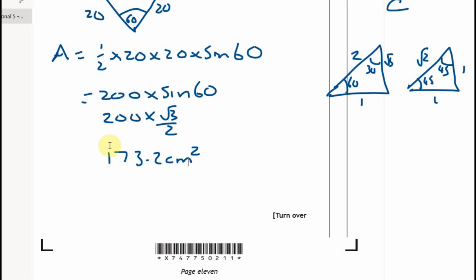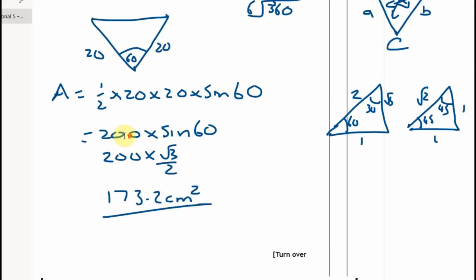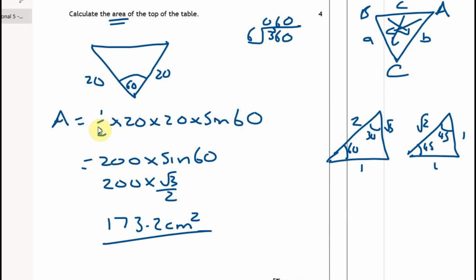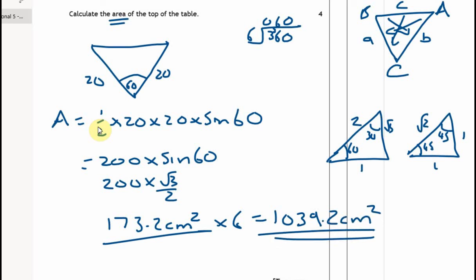Okay, so that's what the area of a triangle is. And again, loads of people are going to go, bang, nailed it. Okay, we need to times it by 6. So 173.2 times by 6. That's going to give us 1039.2 centimeters squared. I'm just going to check the marking scheme.